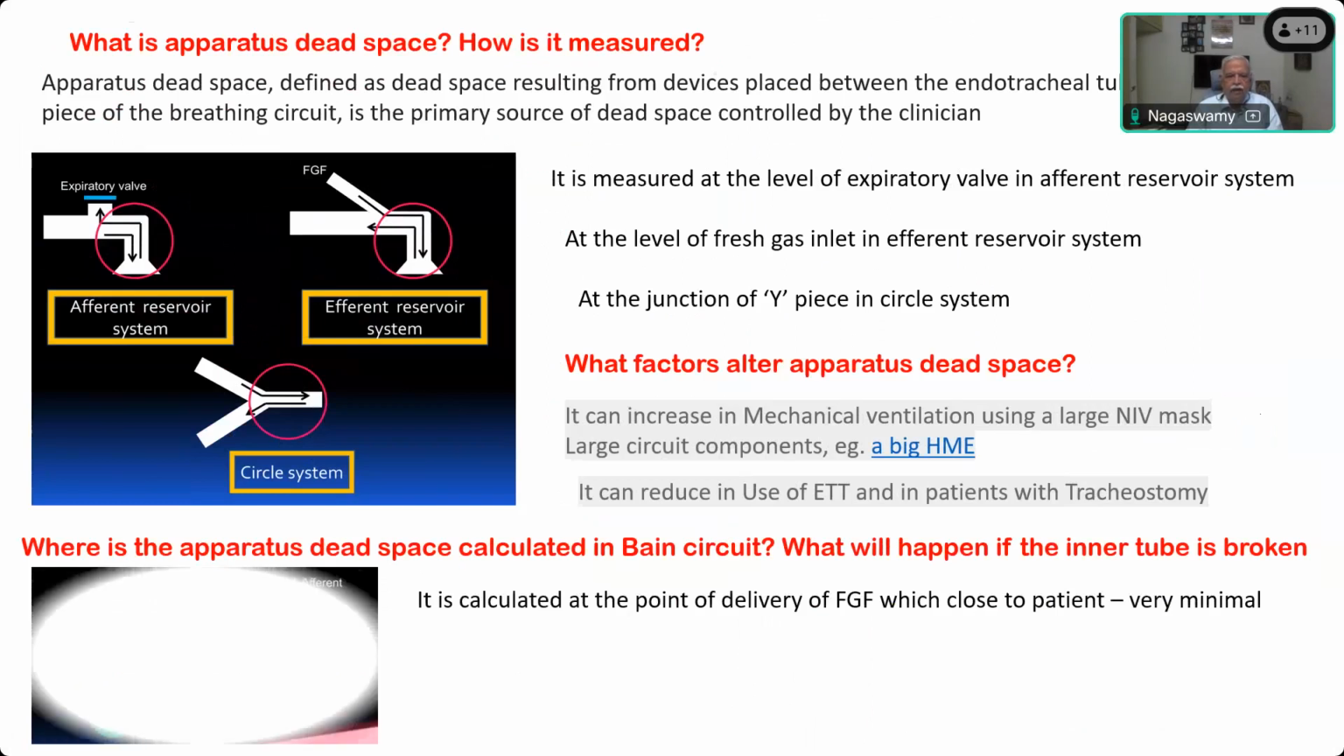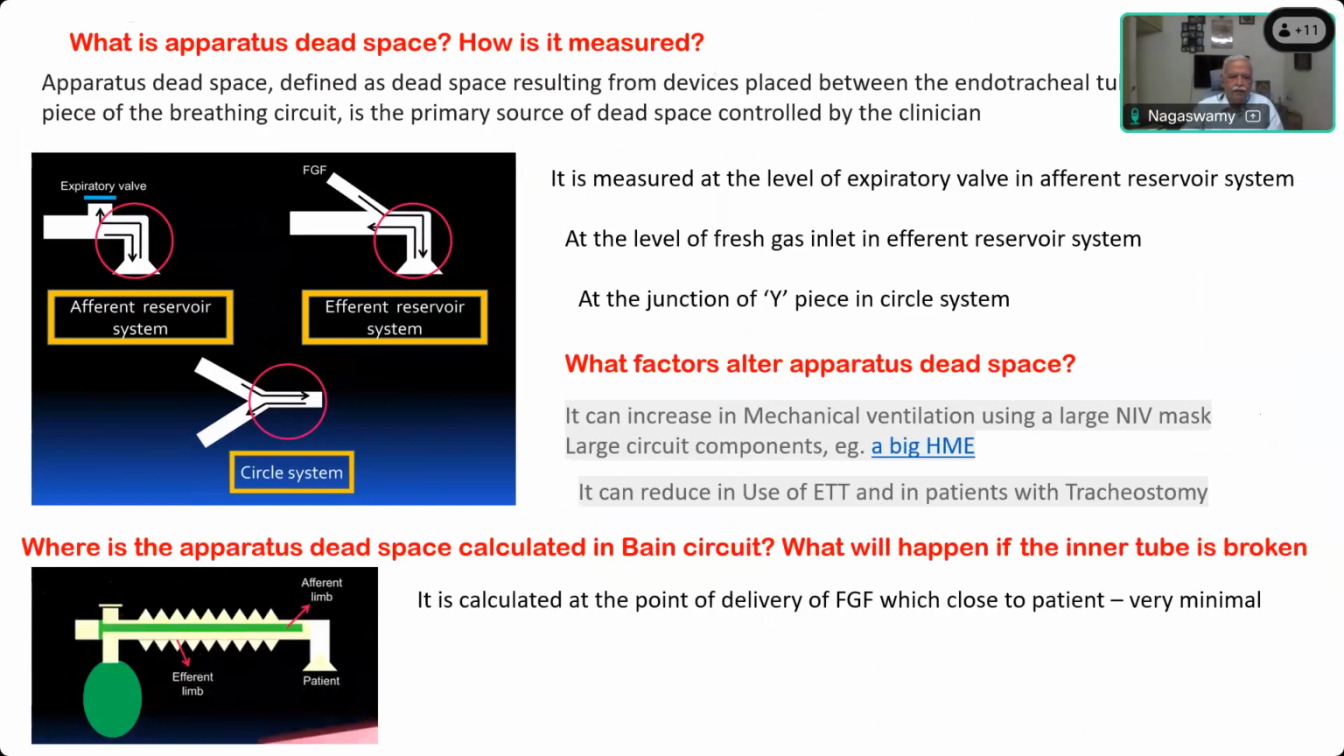Okay, and you can see this picture. This is an efferent reservoir system. The inner tube is delivering the fresh gas flow, and the reservoir bag is in the outer expiratory limb, so it is called an efferent reservoir system. You can see the fresh gas is being delivered close to the endotracheal tube or to the face mask, so only this much, just like in this picture.